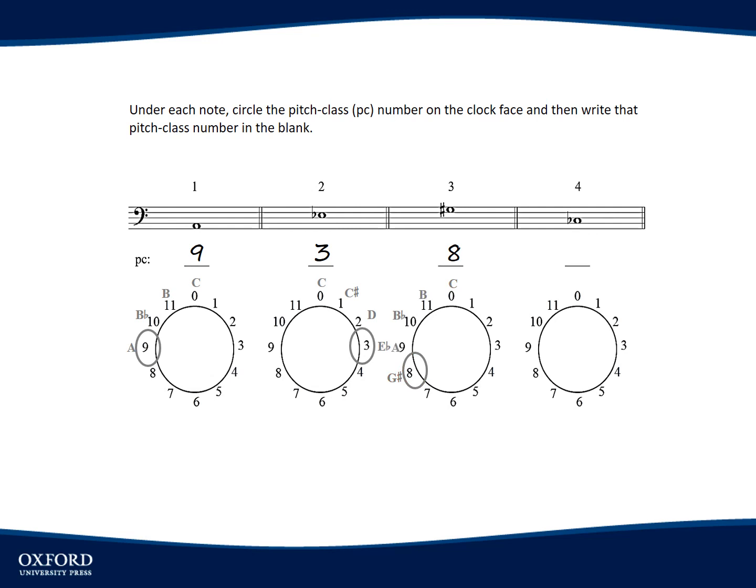Now let's look at the last problem, which is the note C flat. We know that C is 0, and C flat is just a half step below it, at pitch class 11. We can circle that on the clock and write it in the blank.